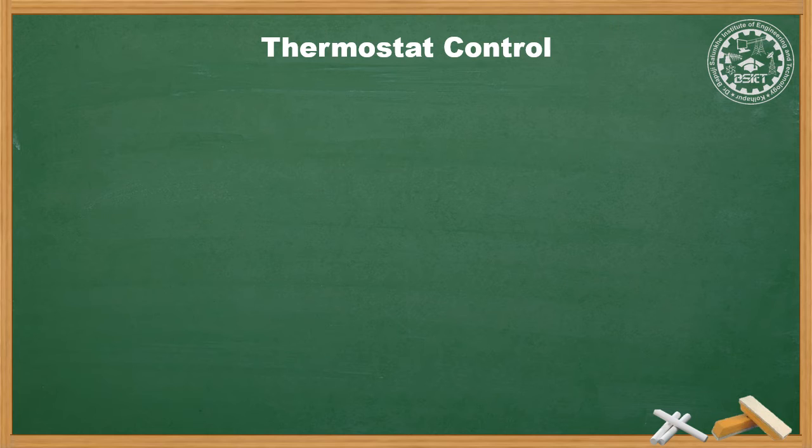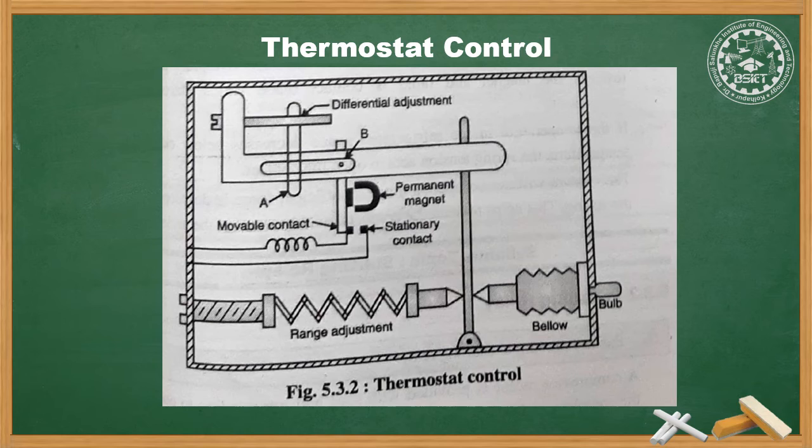The difference between the cutout and cut-in temperature is known as the differential. Turning the range adjusting screw, as shown in the figure, in the clockwise direction increases the spring tension to counteract the pressure in the bellows in order to close the contact, and raises both the cutout and cut-in temperature. Similarly, the cutout and cut-in temperature decrease by turning the range adjusting screw in the anti-clockwise direction.